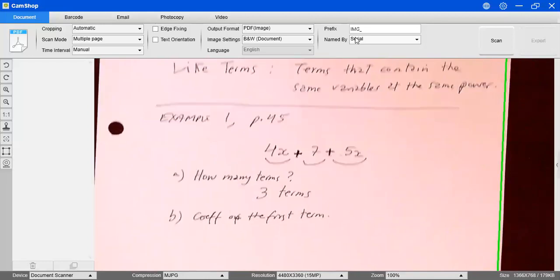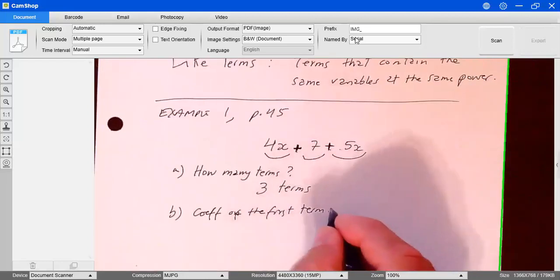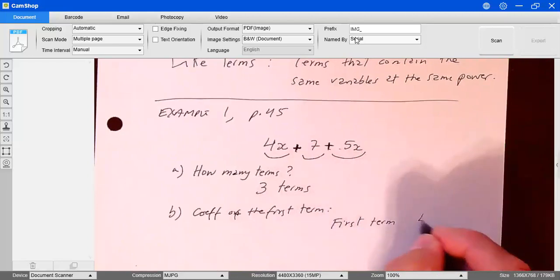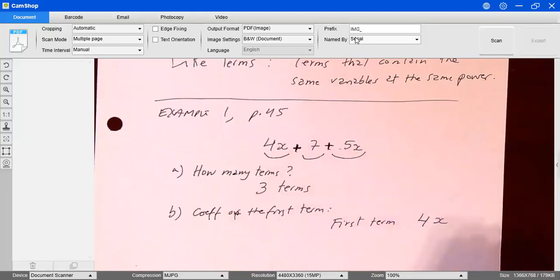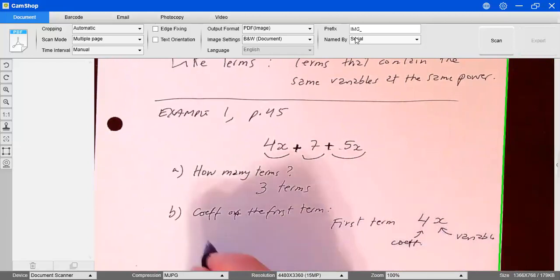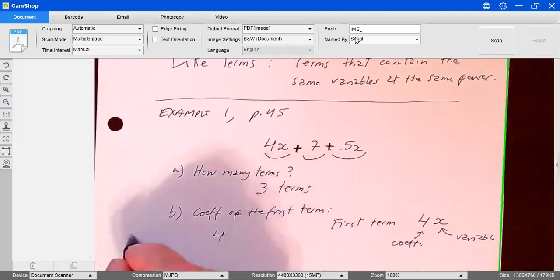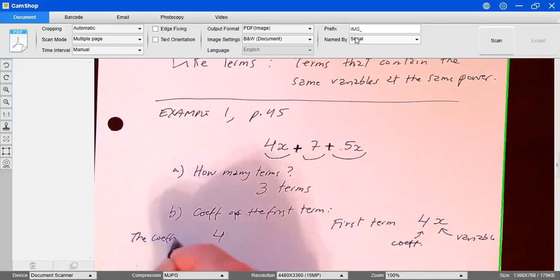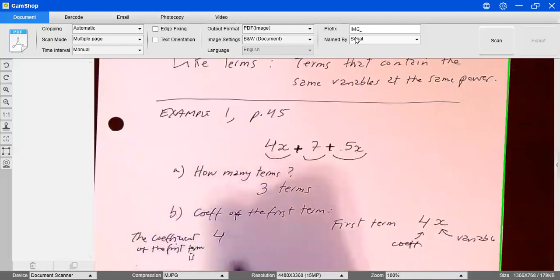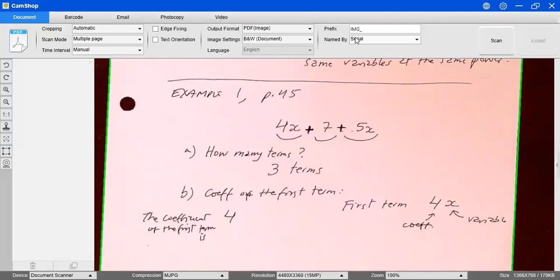First, what is the first term? So we need to write the first term is 4x. So this is the variable, and this is the coefficient. So the coefficient is 4. The coefficient of the first term is 4.